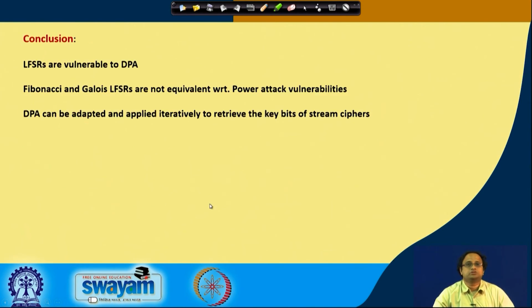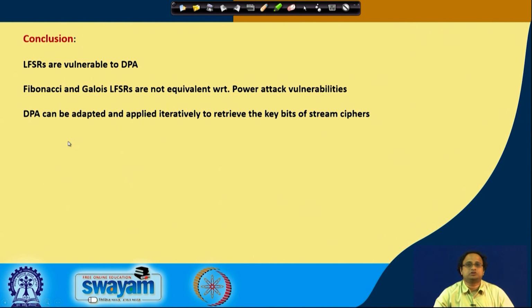To conclude, what we discussed is that LFSRs are vulnerable to DPA. In particular, Fibonacci and Galois LFSRs are not equivalent with respect to power attack vulnerabilities, although theoretically they are isomorphic to each other. We found that Galois LFSRs are more vulnerable to DPA because there are more levels of jumps possible in the Galois LFSR, and therefore they are more vulnerable to a power attack.